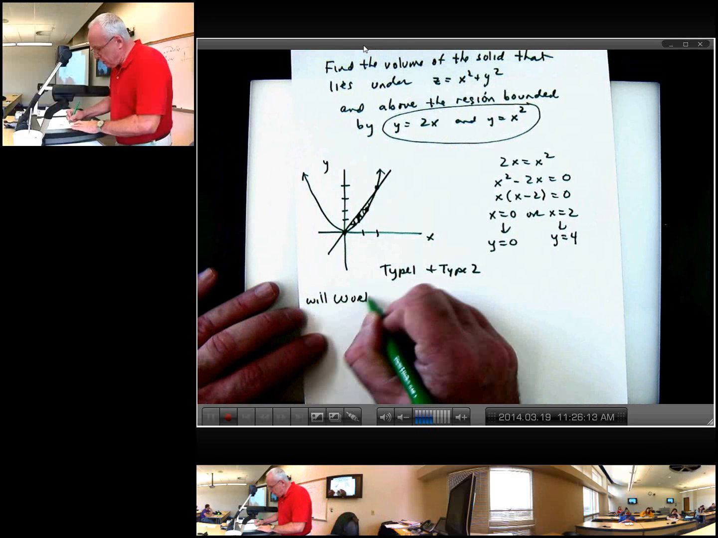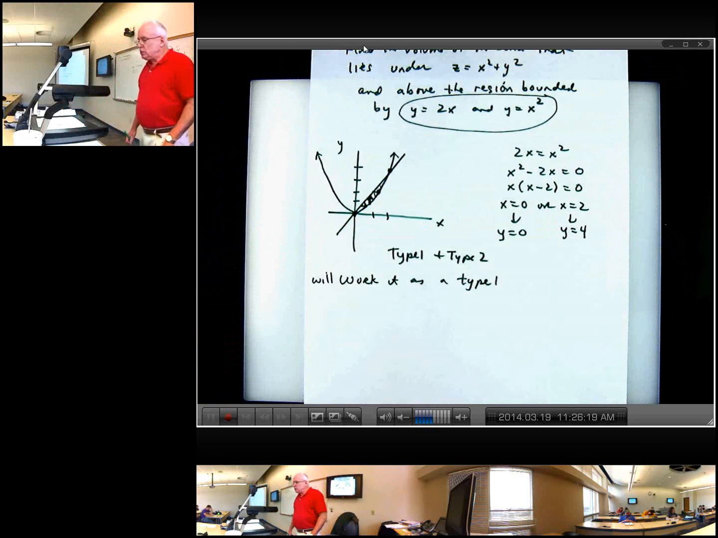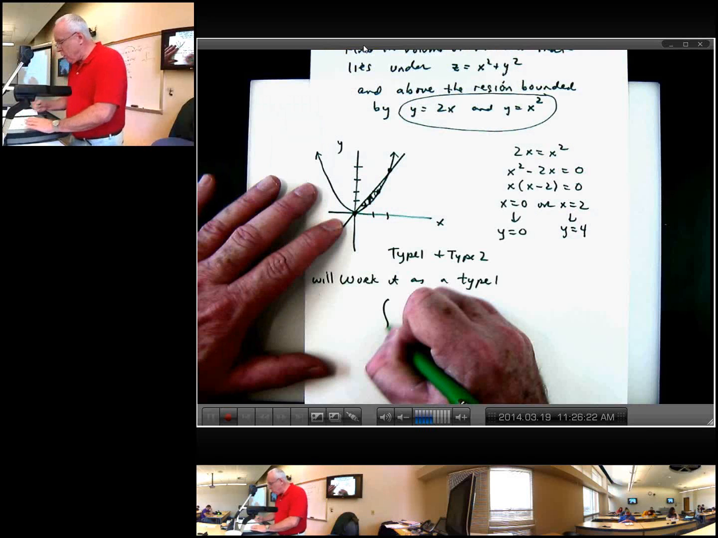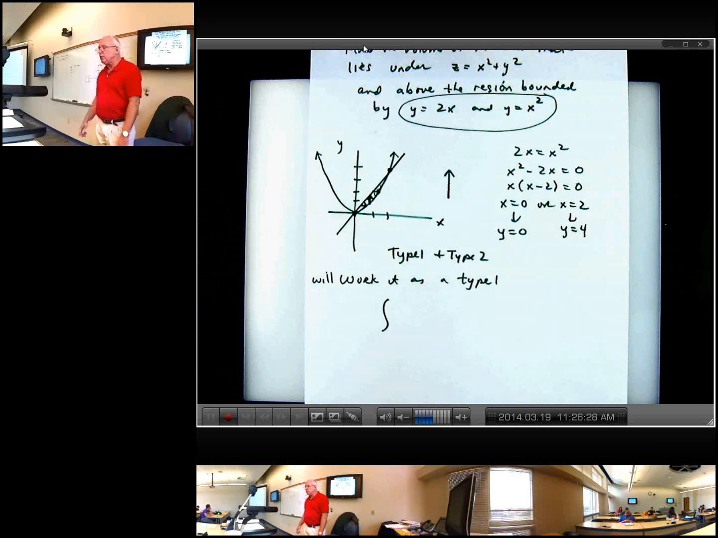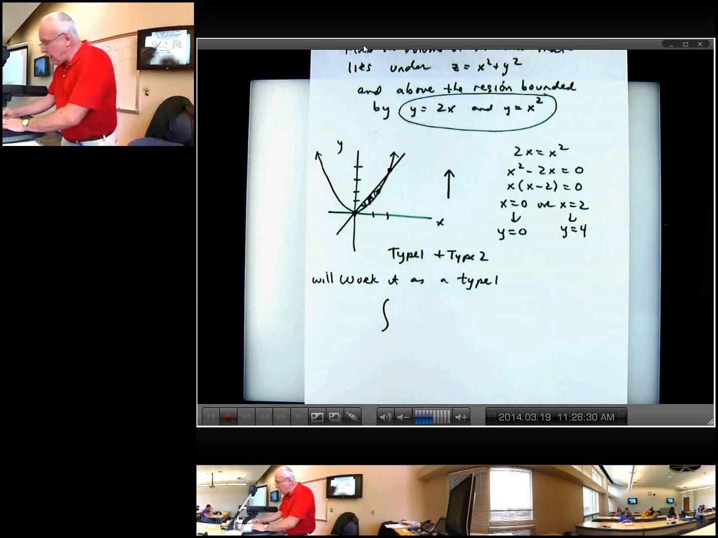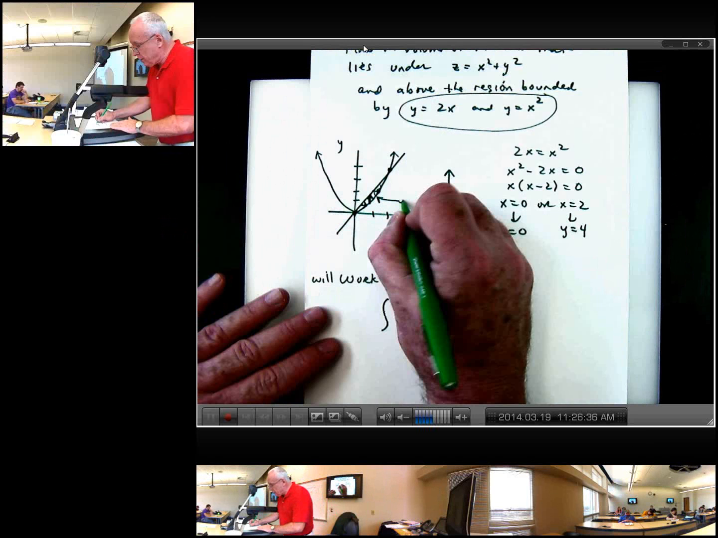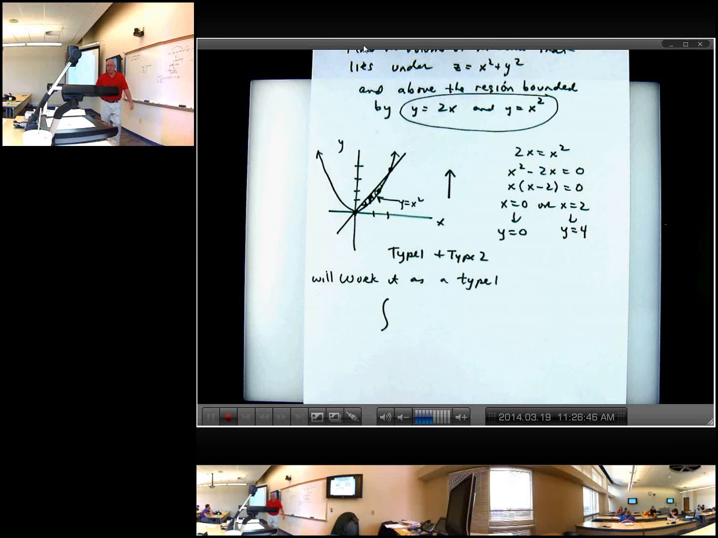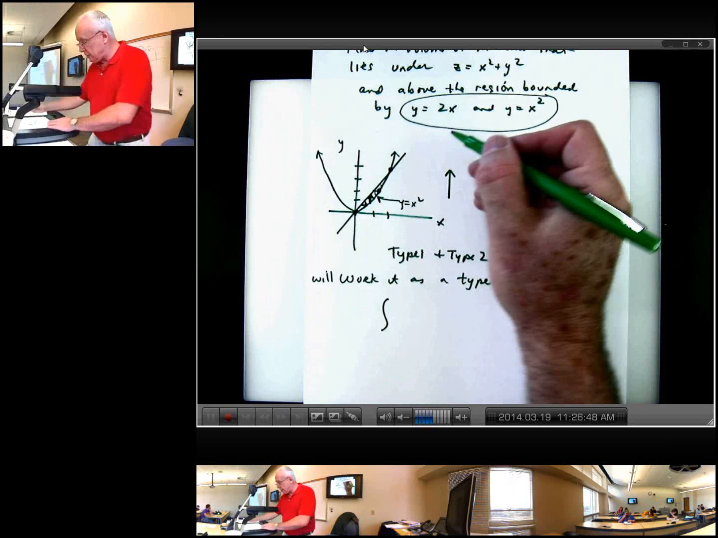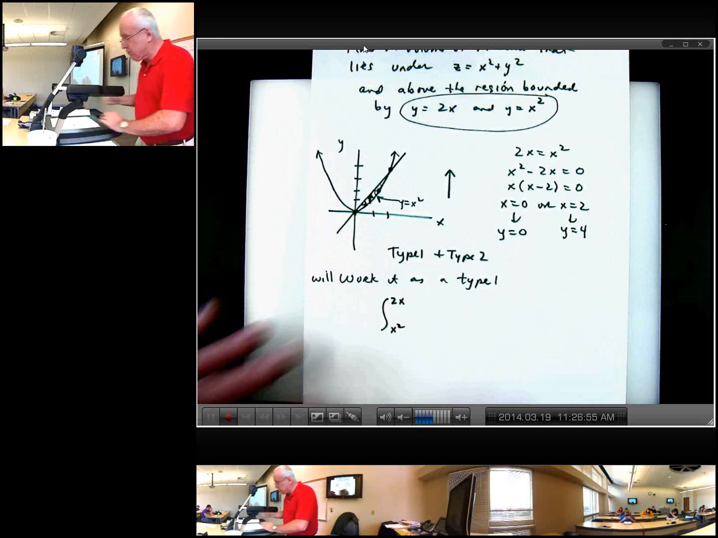So we'll work it as a type 1. All right, so let's see here. With the type 1, remember, we're going up like this. We're integrating the y's first. So the y's, now our lower curve here is y equals x squared. In that bounded region, this is the one that's lower down, so that's where I start my limit of integration. My upper one is 2x. So here it's going to be x squared lower, 2x for the upper.